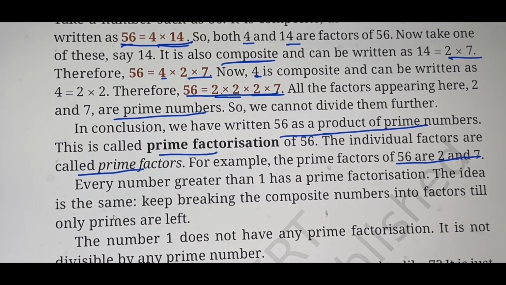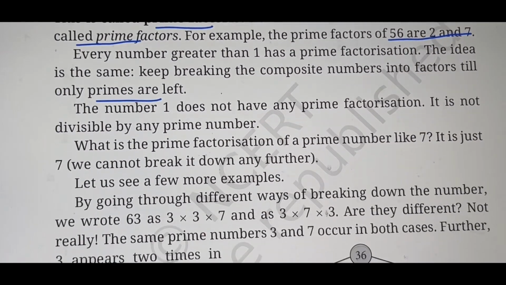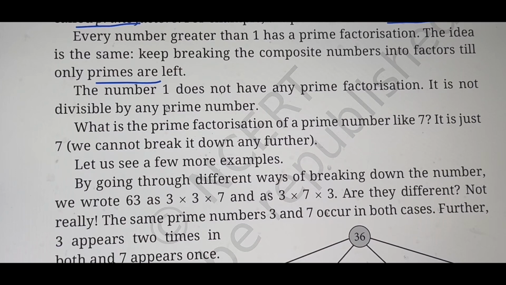Now the idea is the same. Keep breaking the composite numbers into factors till only prime numbers are left. The number 1 does not have any prime factorization because it is not divisible by any prime number. 1 is a special number. We have learned this earlier also. It does not have any prime factors. Now, what is the prime factorization of a prime number, like 7? 7 is a prime number. Again, we cannot break it down any further. So we can break down only composite numbers, as we saw in the example of 56.